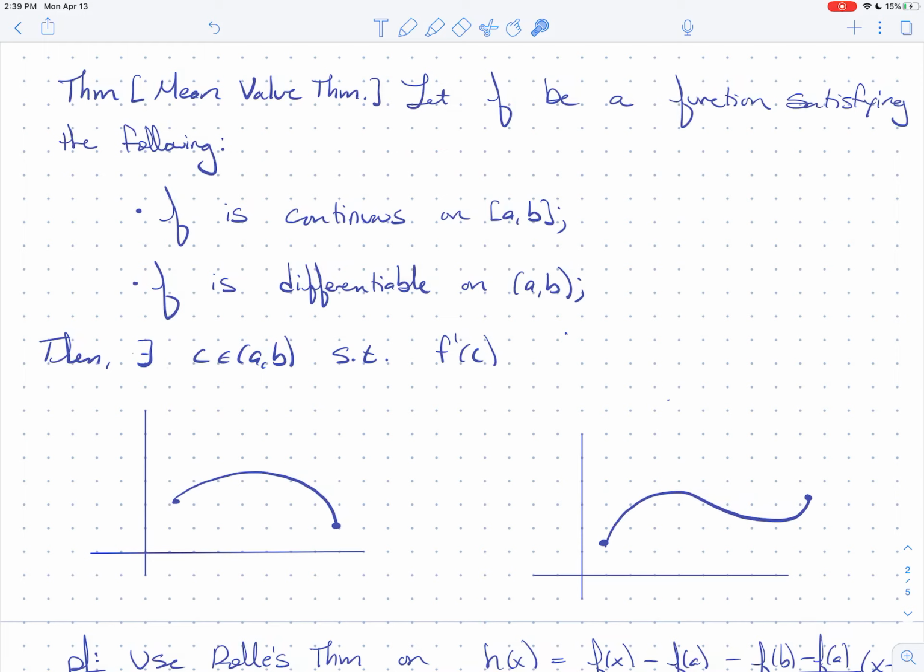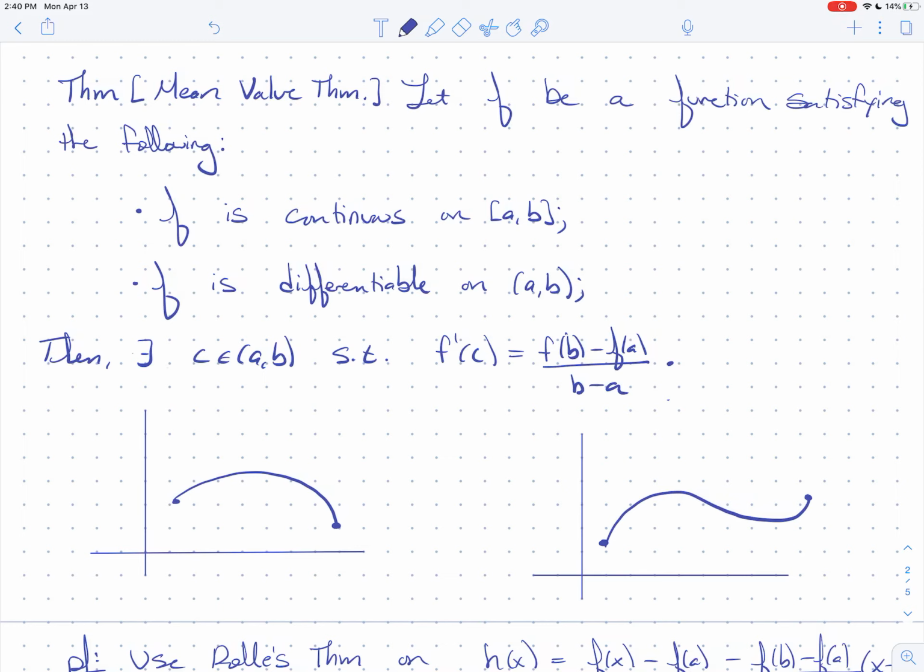Well, let f be a function satisfying the following. One, f is continuous on the closed bounded interval [a, b]. That's just an interval of the x-axis. Two, f is differentiable on the open interval (a, b). This kind of feels familiar, right? It feels like Rolle's theorem. The only thing is, Rolle's theorem said f of a equals f of b, and I'm not requiring that for the mean value theorem. So if you have these two things, there exists a c in the open interval (a, b) such that f prime of c is equal to f of b minus f of a, all over b minus a.